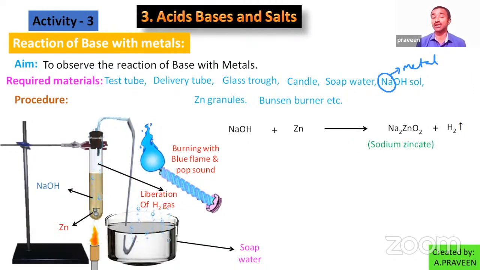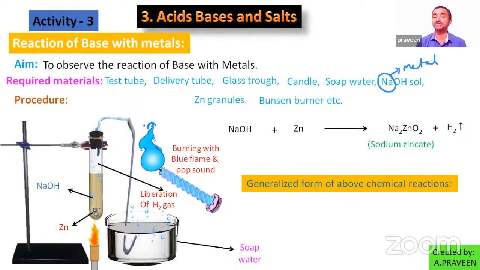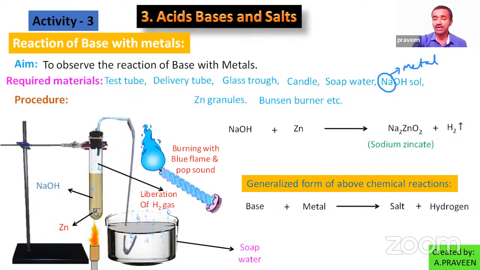So we can generalize this equation: if a base reacts with zinc granules, it produces salt and hydrogen. So this is activity number 3: reaction of base with metals.